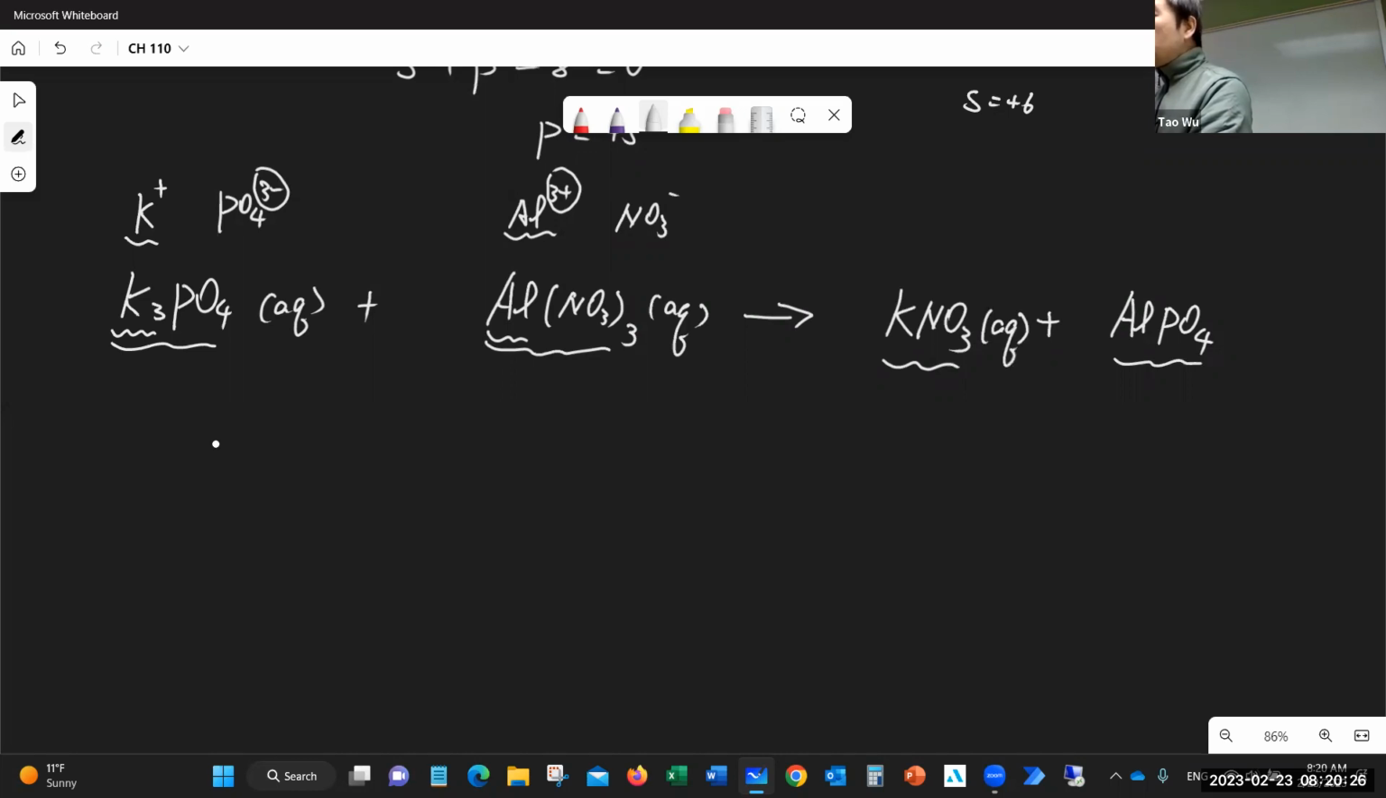If it's soluble, you don't write S. Okay, S means solid, not soluble. So you write aq, aqueous, which means this is dissolving in the water. And then aluminum phosphate should be a solid.